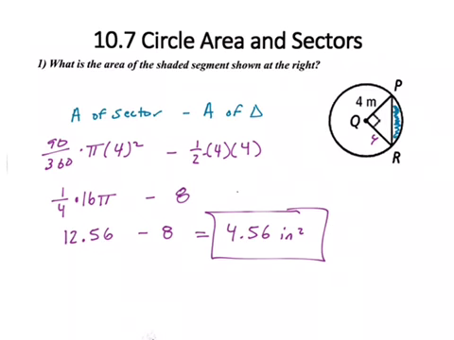In this case, we can't leave it in terms of pi because the triangle doesn't have its area in terms of pi, so you're kind of bound to get a decimal answer here.